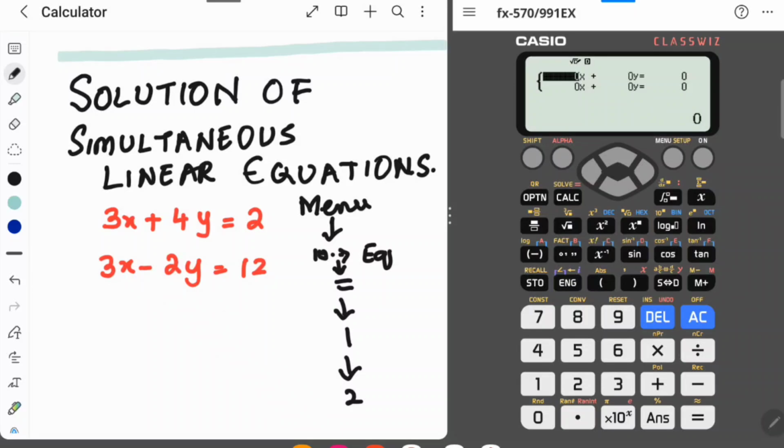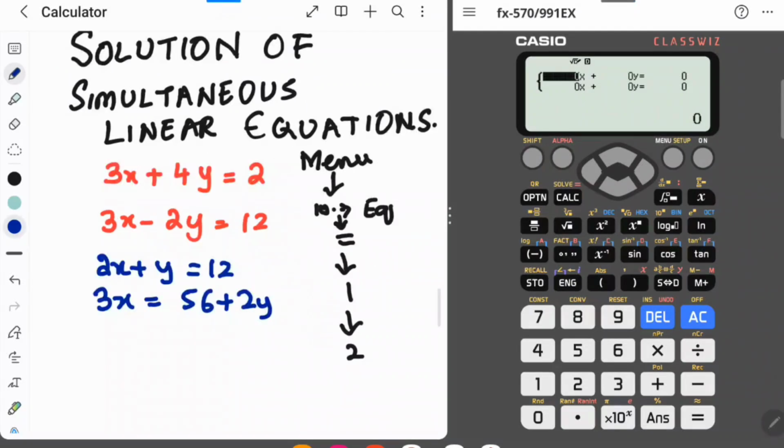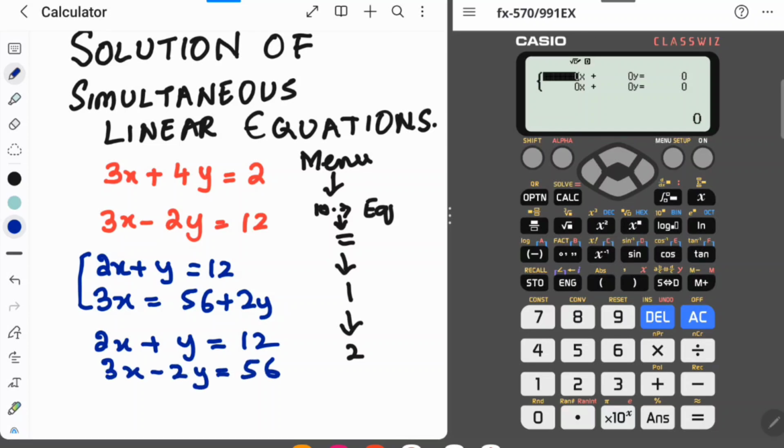Now you put the coefficients. Just take another equation. I took another example, that is 2x plus y equals to 12, and 3x is equals to 56 plus 2y. You have to rearrange the second equation. The first equation is the same, 2x plus y is equals to 12, and then you can have 3x minus 2y equals to 56. For this one, you will have to press 2 for x, 1 for y, 12 for the constant, 3 for x, minus 2 for y, and 56 for the constant. All right, now we are doing it.